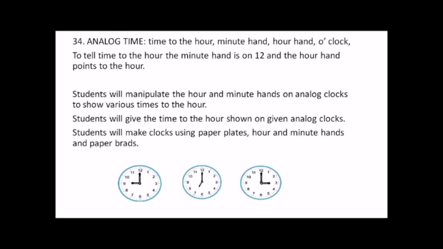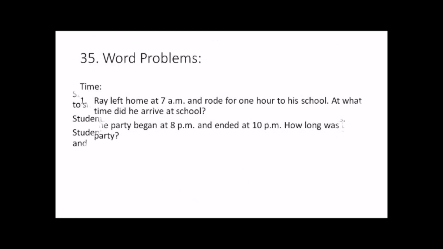Analog time to the hour, and they must know the minute hand, the hour hand, and know about o'clock. To tell time to the hour, the minute hand is on 12, and the hour hand points to the hour. Okay, so students will manipulate clocks, let them manipulate the hands to show different times, and let them make a clock. Okay, they use paper plates and paper and brads in order to secure the hands.